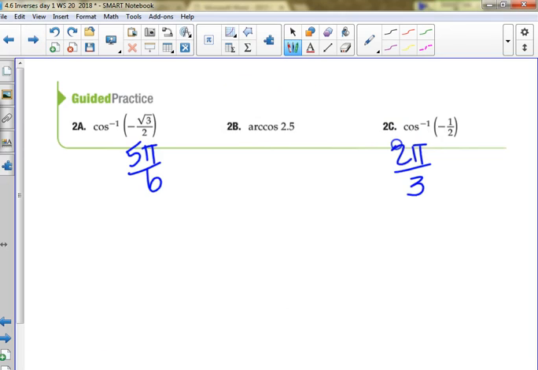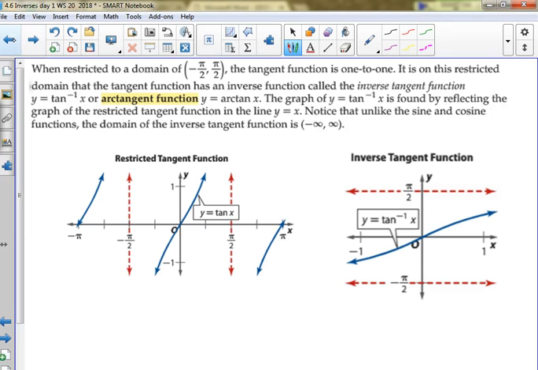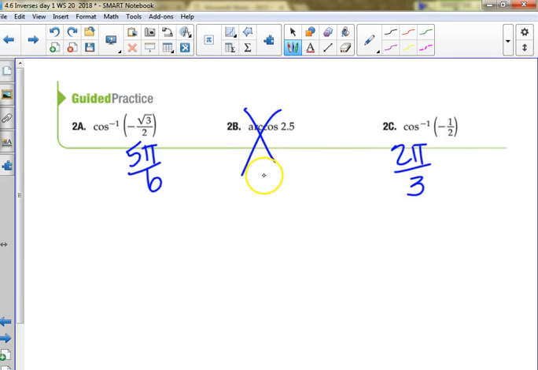Why did I skip this one again? Can't. It only can go from 1 to negative 1, right? So this is not possible again. You could just write not possible.